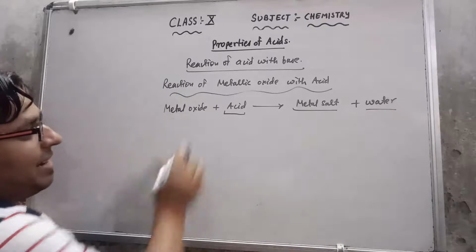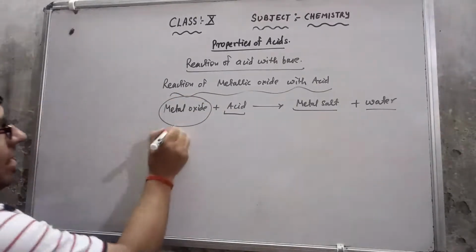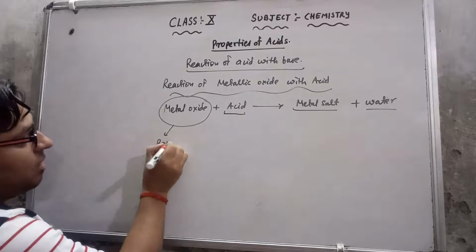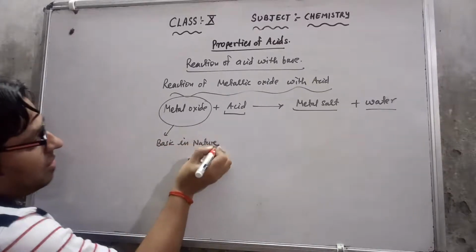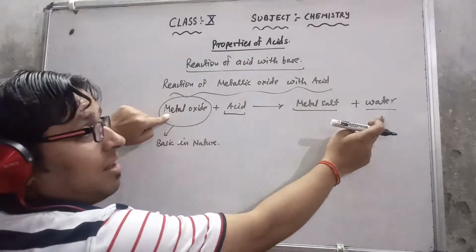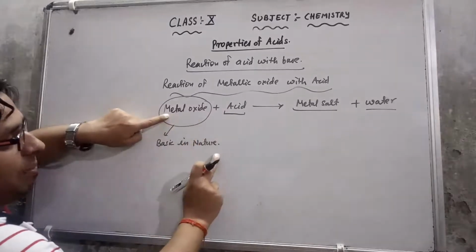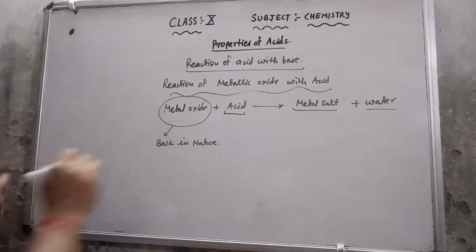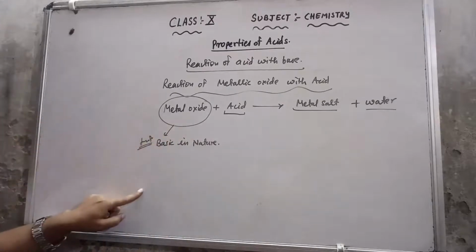So what it indicates is that whatever metal oxide we have taken, they are basic in nature. That is why they react with acid to give us salt and water, like a neutralization reaction. So this indicates that metal oxides are basic in nature. This is also the important point here: what is the nature of metal oxide? They are basic in nature.